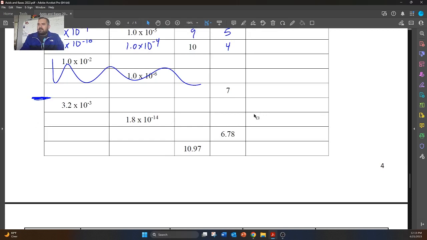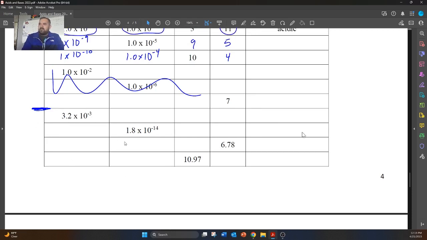Now let's look at this one right here, the 3.2. Because we have our H plus concentration, we should be able to calculate pH. So in your calculator, you're going to do negative log of 3.2 times 10 to the power of minus 3, and that's going to give you 2.5. Now that we have our pH, we can calculate our pOH. So it's 14 minus 2.5, which leaves us with 11.5.